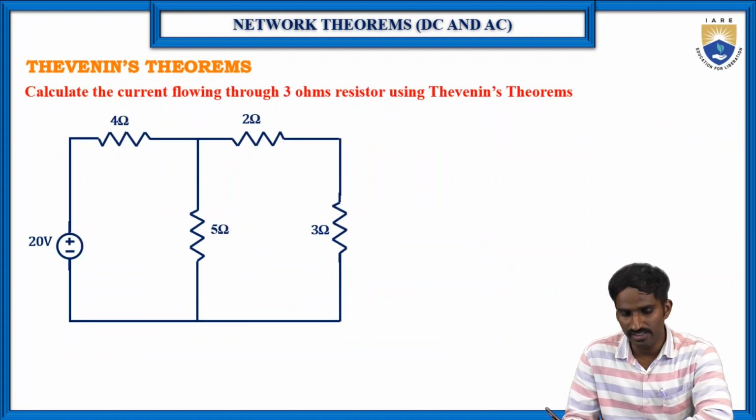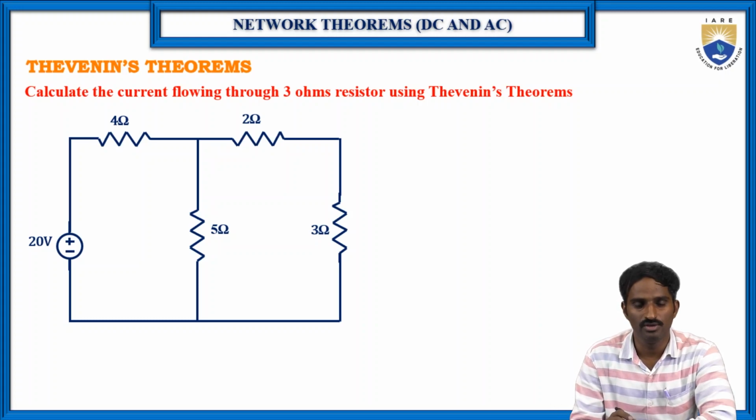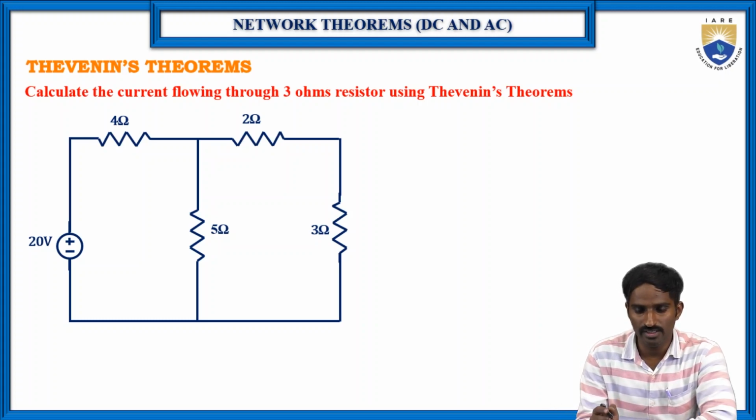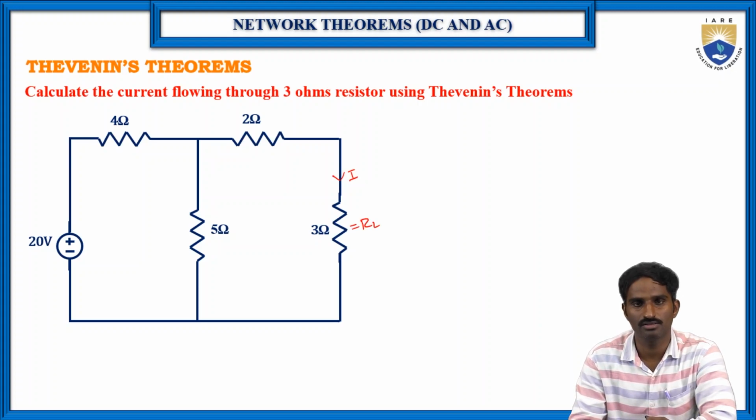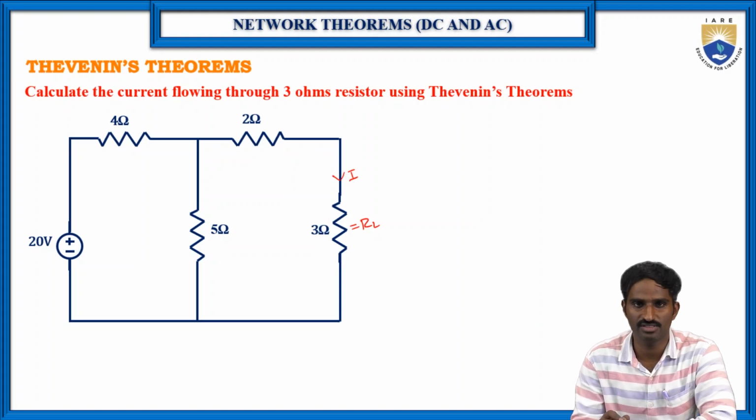Okay. For that, let us consider one example, a simple circuit. For this circuit, we need to find the current flowing through the 3 ohm resistor, which is this one. This is RL. So we need to find the current flowing through the 3 ohm resistor using Thevenin's theorem.